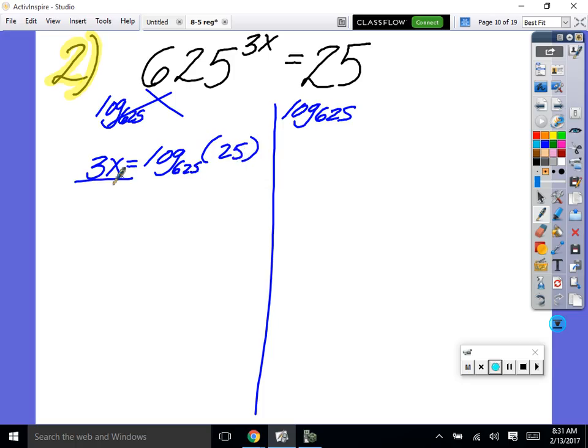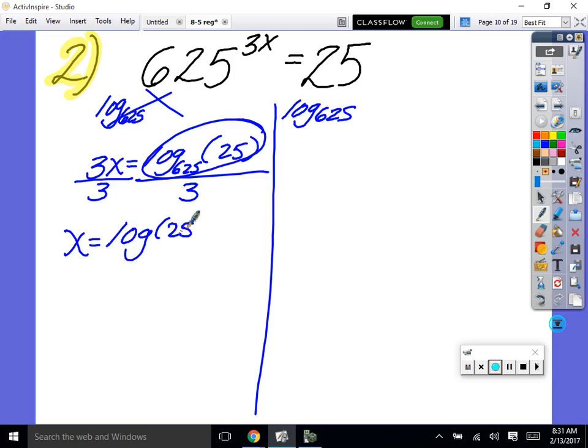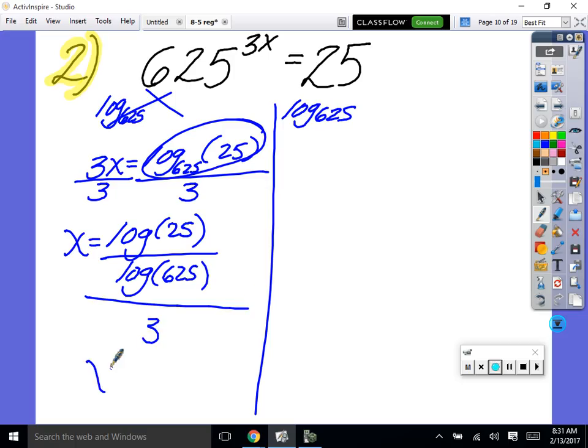So then you would divide by 3. Remember, we have to use the change of base formula. So we have log of 25 divided by log of 625, right? Change of base formula, divided by 3. So x is equal to, you get 0.166, which is 1/6. That's one way of doing it.